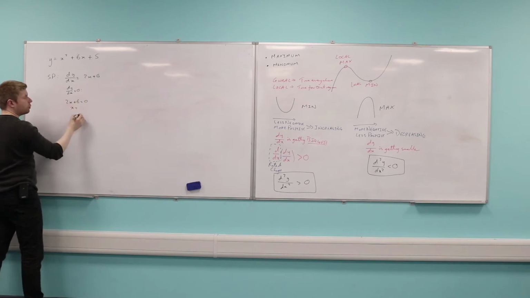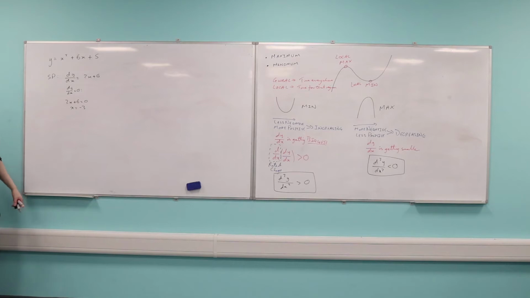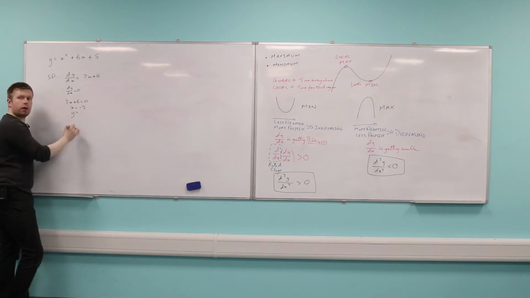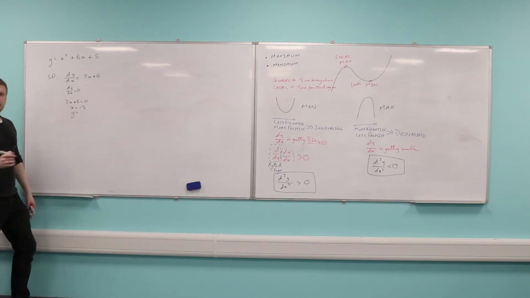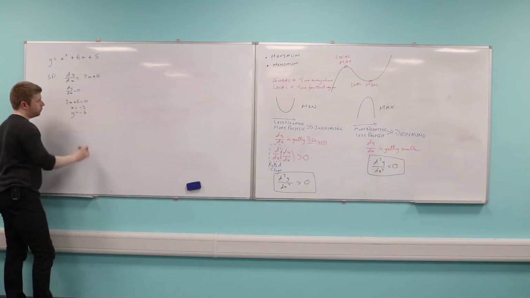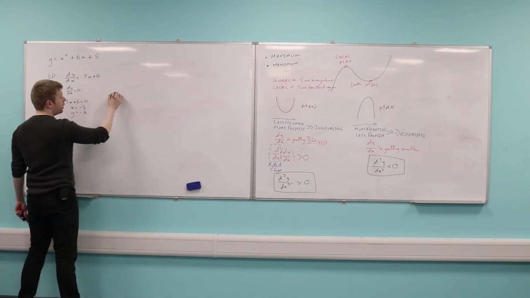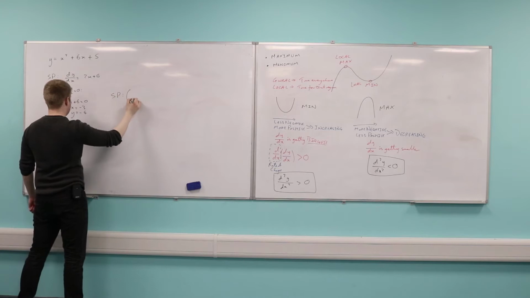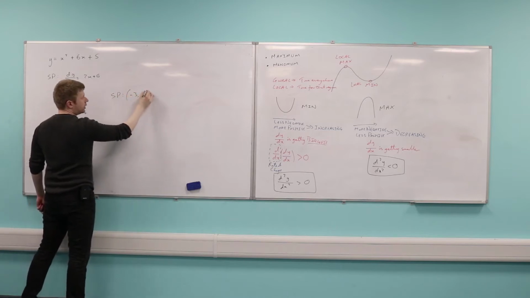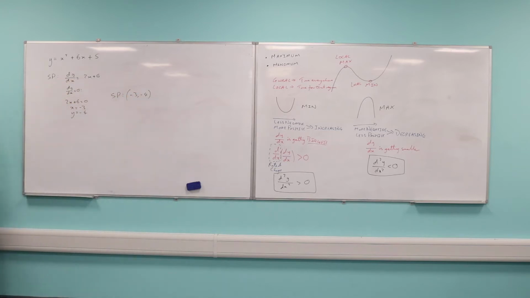I find x is equal to, what is it, negative 3, okay? What was y equal to again? Can anybody remember? Negative 4. Negative what? 4. Negative 4, okay? So in other words, my stationary point is at negative 3, negative 4, okay? But here's where it gets interesting.